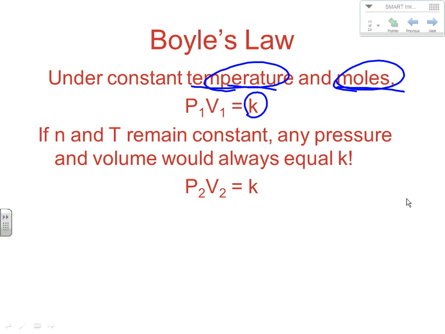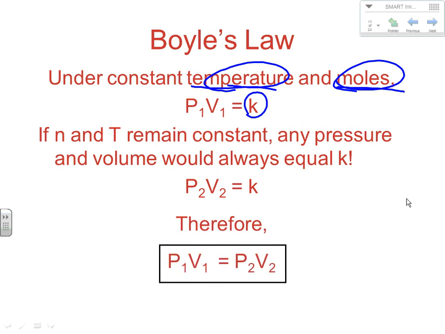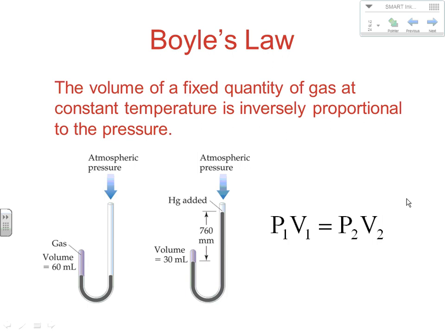So under our initial conditions, condition 1, we call it P1 and V1, that equals K. Well, under a new pressure and volume, it's still going to equal K as long as we haven't changed the temperature or the number of moles. So what we really get is an expression that looks like this, which should be familiar from last year. Boyle's law mathematically is P1 V1 equals P2 V2. And that's our mathematical expression of Boyle's law.